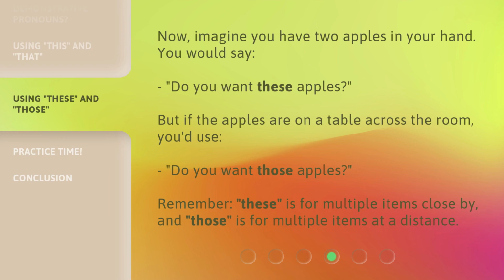Now, imagine you have 2 apples in your hand. You would say, "Do you want these apples?" But if the apples are on a table across the room, you'd use, "Do you want those apples?" Remember, these is for multiple items close by, and those is for multiple items at a distance.